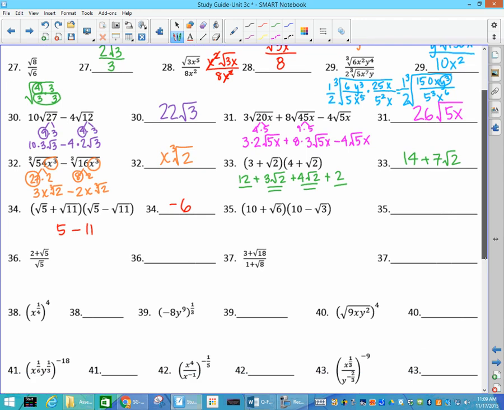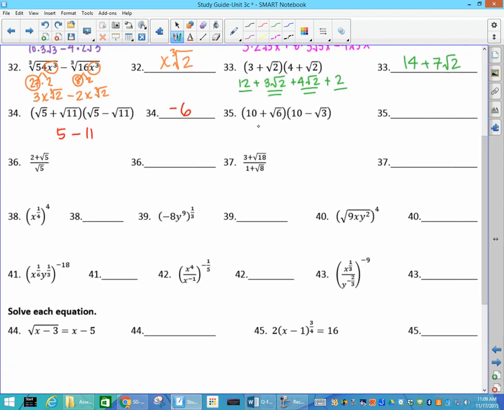Another one, we'll keep going. All right, it's not a plus b, a minus b, so I'm going to do the FOIL thing that I did. 10 times 10, first terms is 100, minus 10 times the square root of 3, plus 10 times the square root of 6, and minus, this I'm going to look at it as 3 times 2.